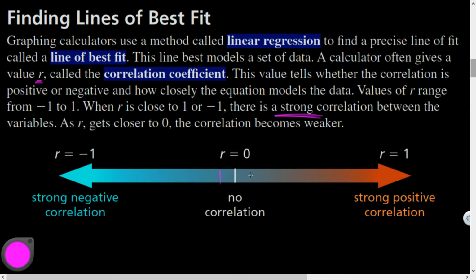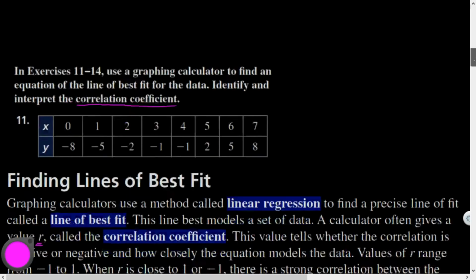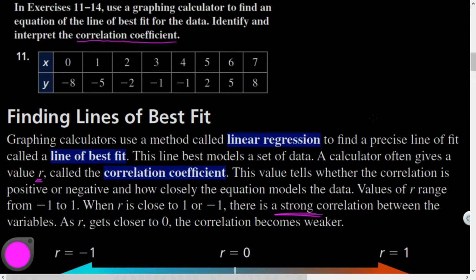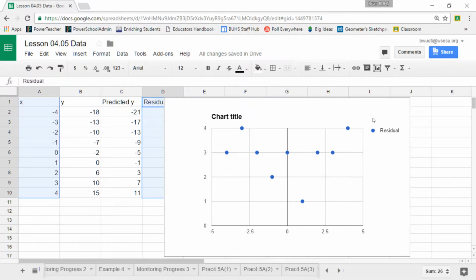If R is close to 0, that's when our data is super scattered and the correlation is probably not even there. Consider this, you could pretend, this isn't actually what it is, but you could pretend it's what percent accurate was it? Is it close to 100% or 0% accurate, so to speak? And then the negatives just tell us whether the slope of our line of best fit was positive or negative.